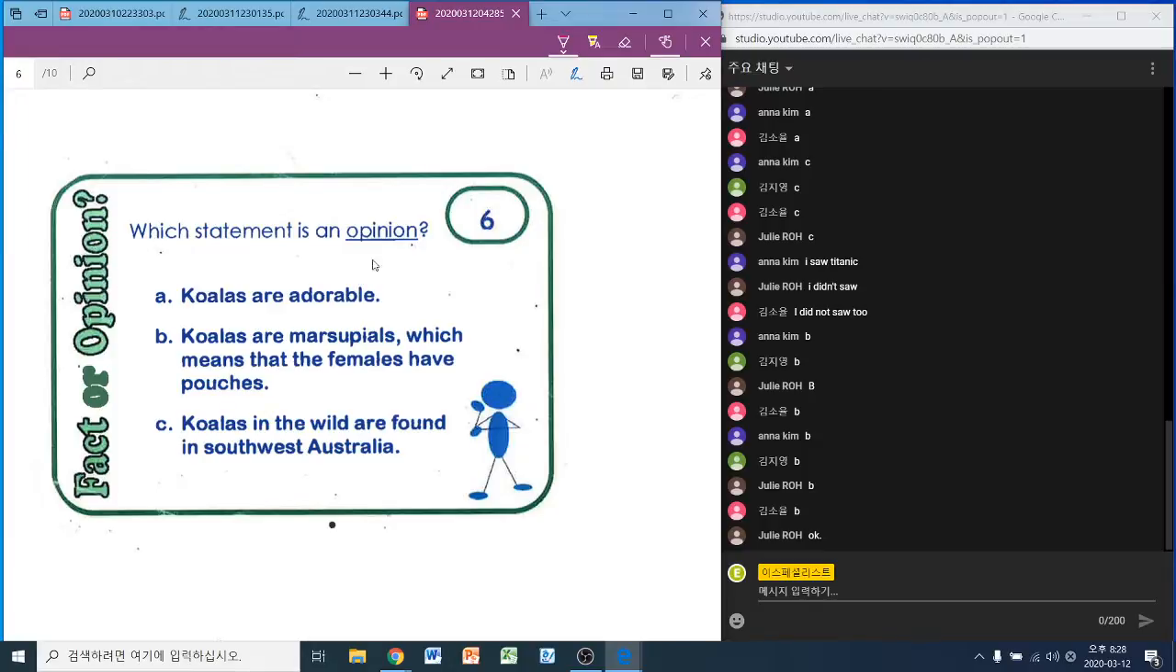Which statement is an opinion? A. Koalas are adorable. B. Koalas are marsupials, which means that the females have pouches. Pouches are kind of like, how do I draw this? Like a kangaroo has, kind of a silly looking kangaroo, okay?